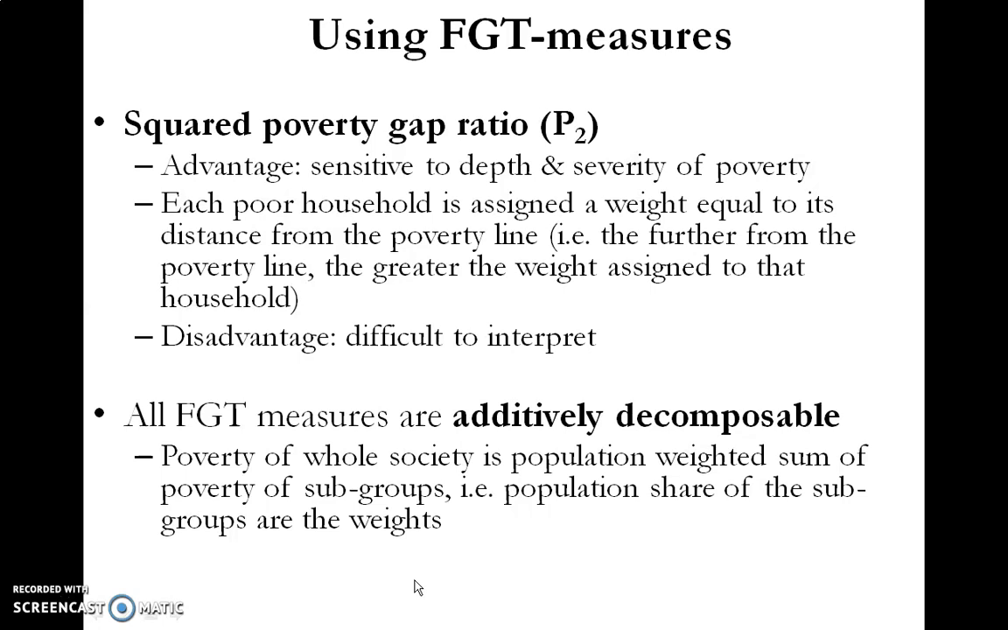Something else to note is that all FGT measures are additively decomposable. That means beyond simply calculating the poverty measures for the whole society, you can also calculate FGT measures for different subgroups, like by race, by gender, by geotype, and all you need to do is just use the population share of that subgroup as the weight, and you can continue using the formulae.